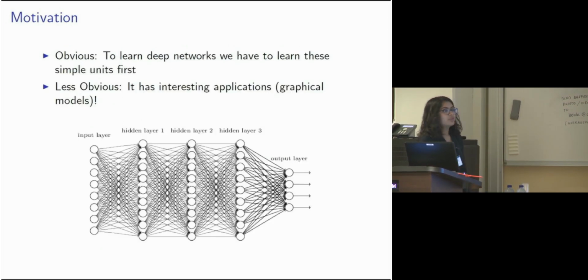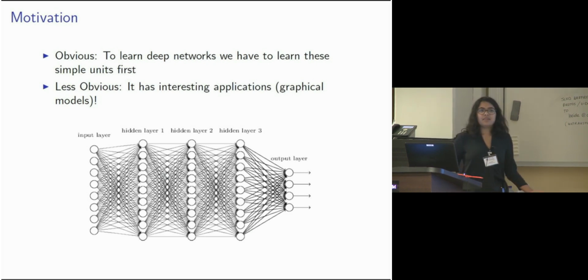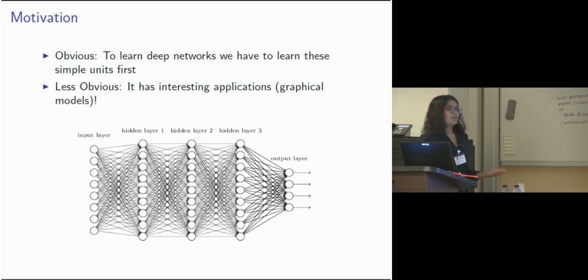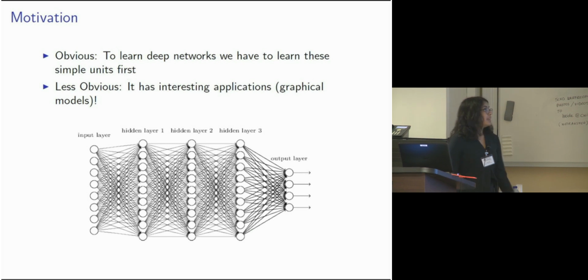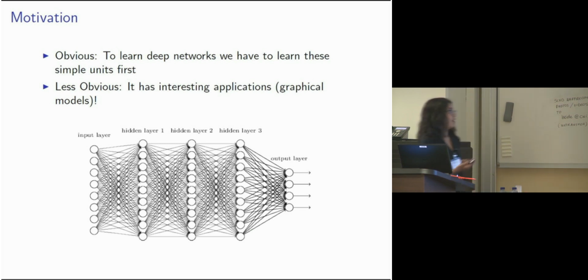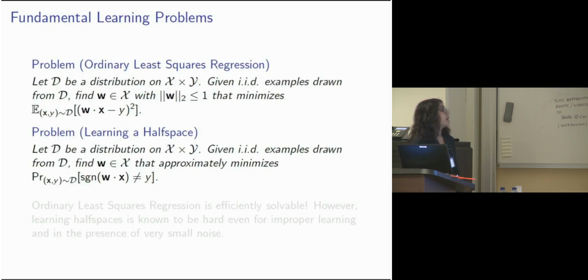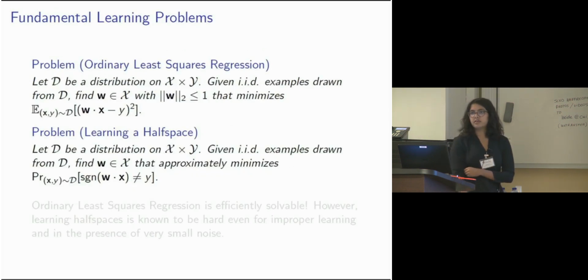The motivation to understand how we can learn even a single ReLU unit is important because to understand these deep neural networks, we need to first understand this basic unit. Also, the less obvious motivation is that it has interesting applications. For other activation functions like sigmoids, it has recently been shown that graphical models reduce to learning sigmoids, which is an interesting application of this. So now let me discuss the learning model that we're going to look at.